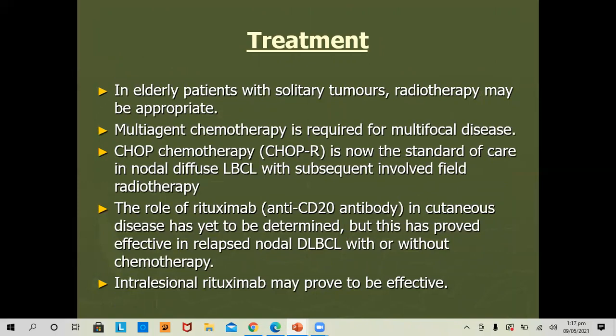Treatment. In elderly patient with solitary tumor, radiotherapy is appropriate, but multi-agent chemotherapy is usually required for multifocal disease. The CHOP therapy or R-CHOP is now the standard care for diffuse nodal large B-cell lymphoma with subsequent field radiotherapy.